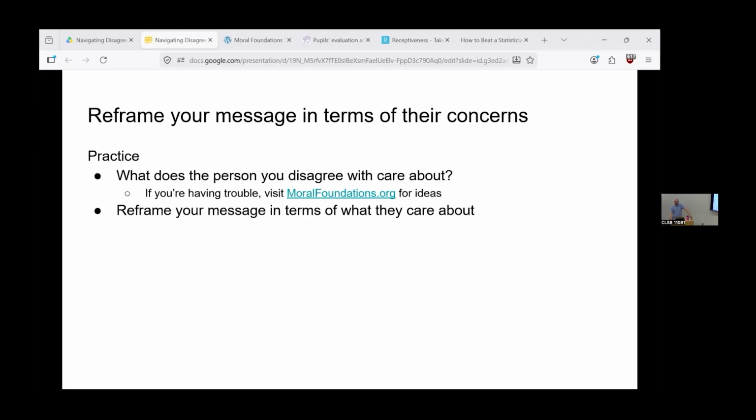This one's hard, I think. Sometimes it feels like the people we're disagreeing with, the thing that they care about is just being right. Yeah. And that's not really one of the listed values on that website, but there is a core identity there somewhere. But knowing exactly what it is, it's hard to figure out.